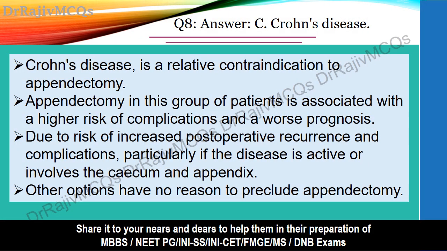The correct answer in question number 8 is option C. Crohn's disease is a relative contraindication to appendectomy. Appendectomy in this group of patients is associated with a higher risk of complications and a worse prognosis. Crohn's disease patients who undergo appendectomy may experience increased post-operative recurrence and complications, particularly if the disease is active or involves the cecum or the appendix. This is because appendectomy causes intestinal dysbacteriosis or an imbalance in the gut's microbiome that might cause flare-ups of the existing inflammatory disease. Other options have no reason to preclude appendectomy.